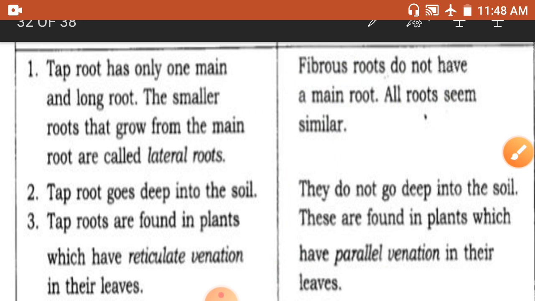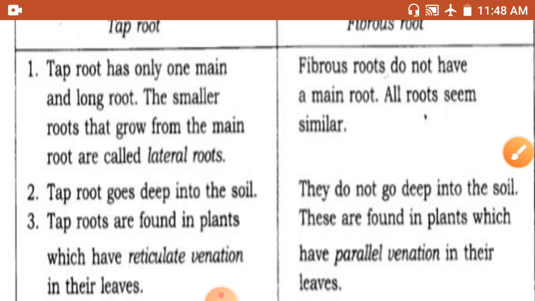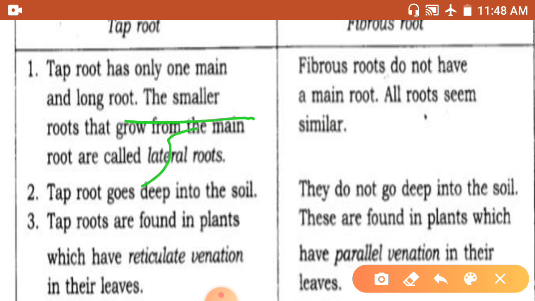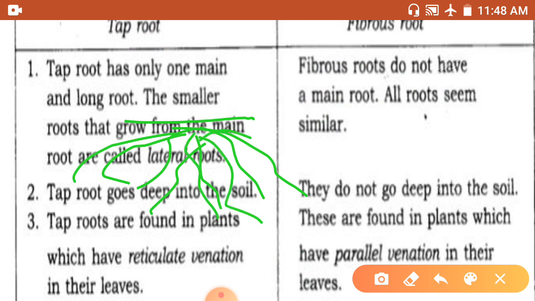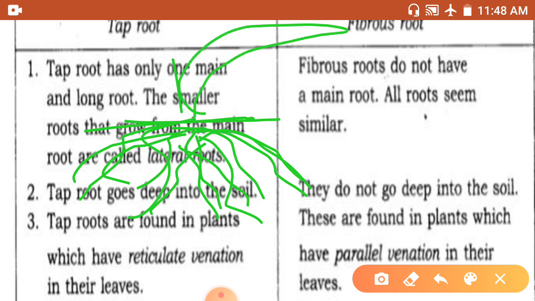Now in the fibrous root, you can see the fibrous root does not have a main root. All roots seem similar, so you can draw it like that. All roots are similar, no one is the main root. So all fibrous roots are like that. Second, they do not go deep into the soil, and these are found in plants which have a parallel venation. Parallel venation means their leaves look like that.